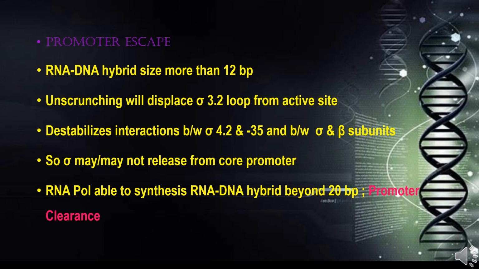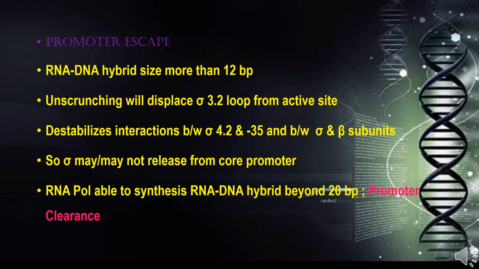Then the final step in initiation is the promoter escape. In this step, the initiation complexes escape from the promoter. When the RNA-DNA hybrid size is more than 12 base pairs, the unscrunching will displace the sigma 3.2 loop from the active site. It destabilizes interactions between sigma 4.2 and -35 and between sigma and the beta subunit.